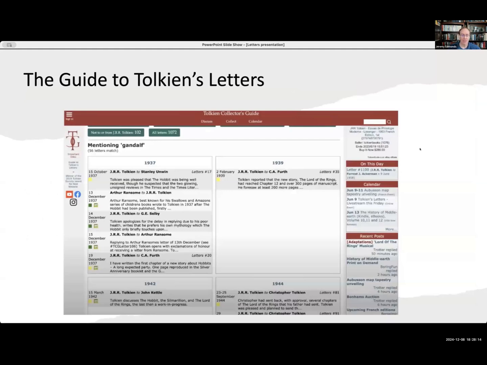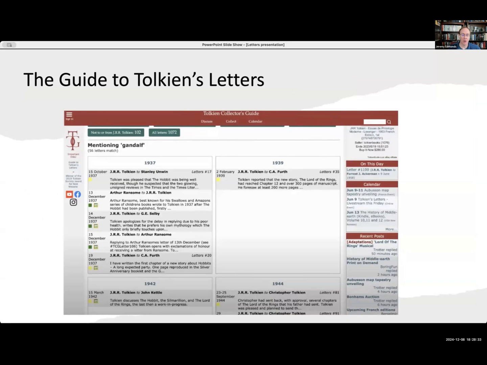So based on that, in the early 2020s, a team of us started working on the guide to Tolkien's letters, where we wanted to, in a single location, document what letters are known, where they're known from, what topics they're written about, and where you can find more information about them.